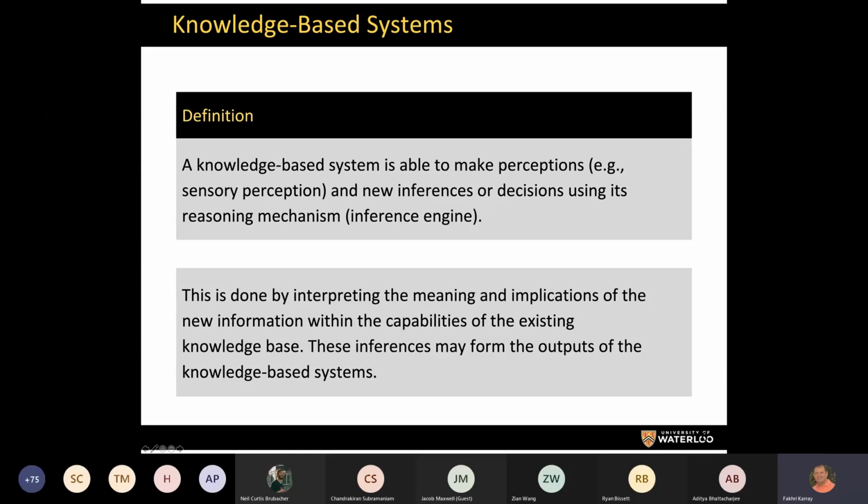Let me go very briefly over knowledge-based systems. We have database systems and we also have knowledge-based systems. The knowledge-based system is one of the components of the course that we will look at later on, in the area of fuzzy logic systems. But here is a very brief definition of what we mean by a knowledge-based system. A knowledge-based system is able to make perceptions and new inferences or decisions using its reasoning mechanism. Here we are talking about experiences that we have learned from the past. We create a certain set of rules, and these rules dictate the behavior of the system from that particular experience.